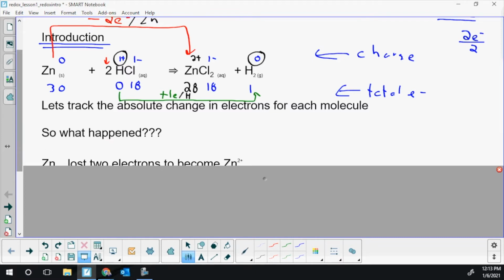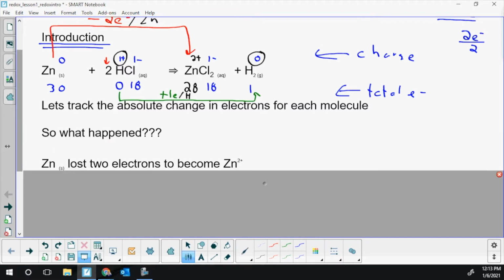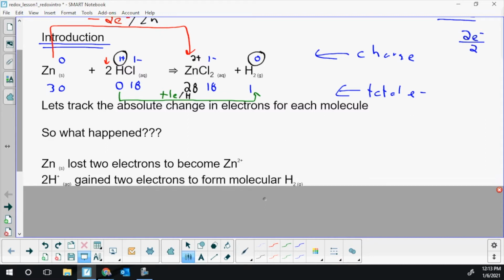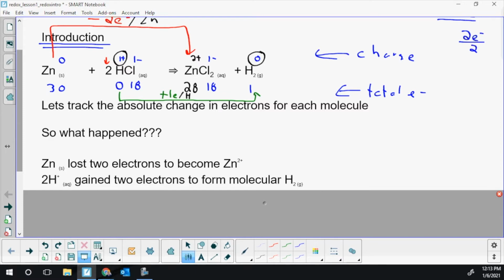What has happened? Okay. 2 big things have happened. Zinc lost 2 electrons to become zinc 2+ ion. That was one. That was the red. The other key piece is 2 H pluses gain 2 electrons, 1 each, to form molecular hydrogen. Those are our gain and our loss, and we always have to have this pairing.